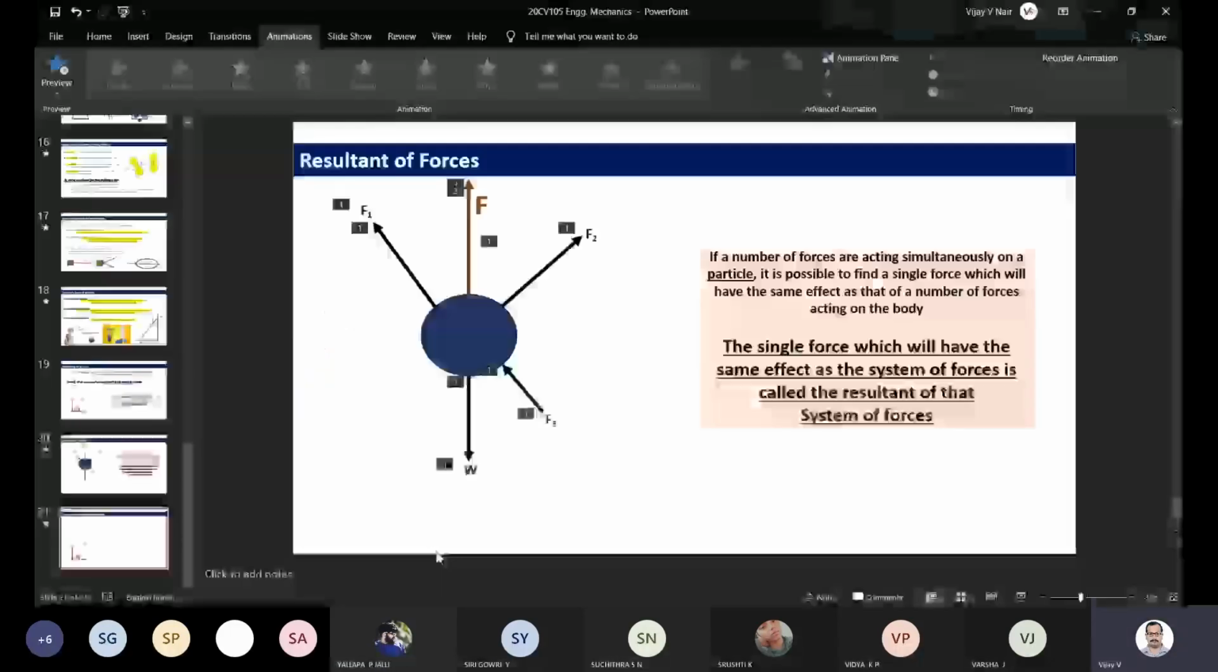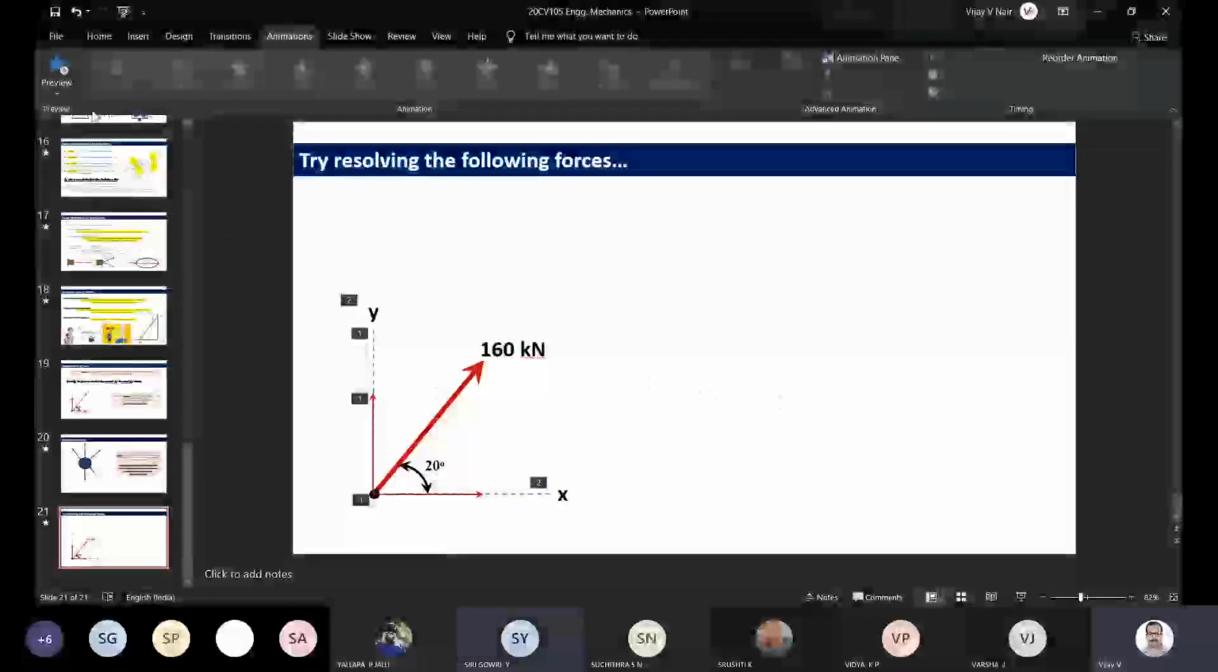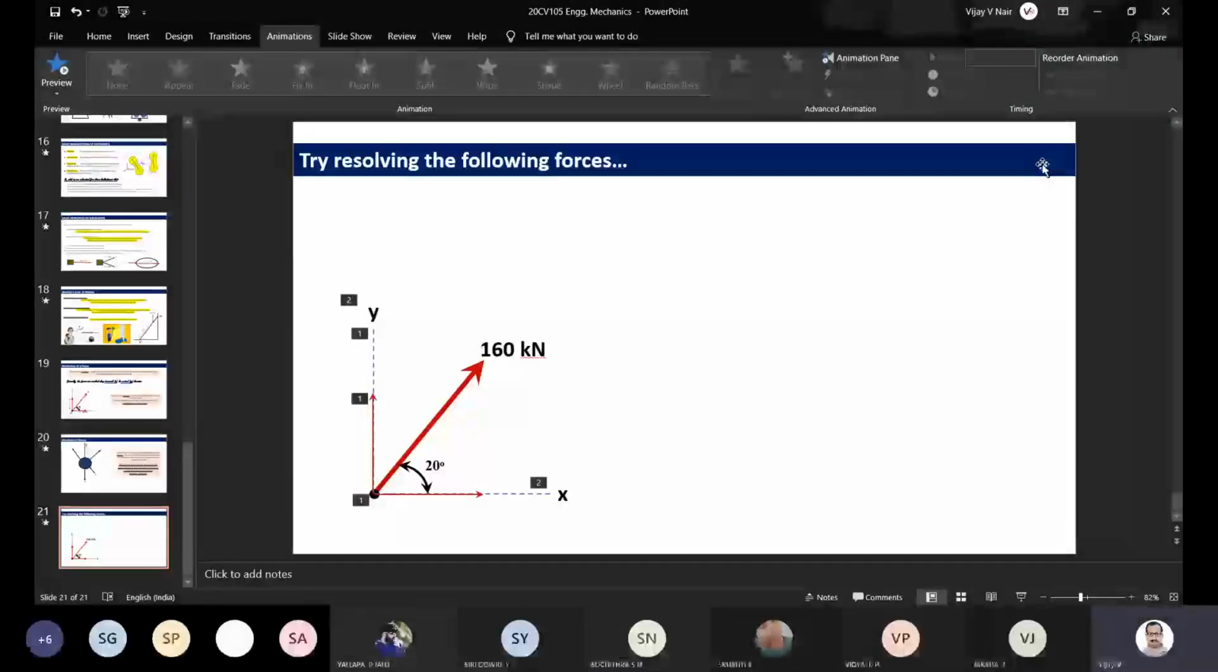Are you getting it? 0.93. No, I'm not asking about cos 20. I'm asking about the x component and y component.